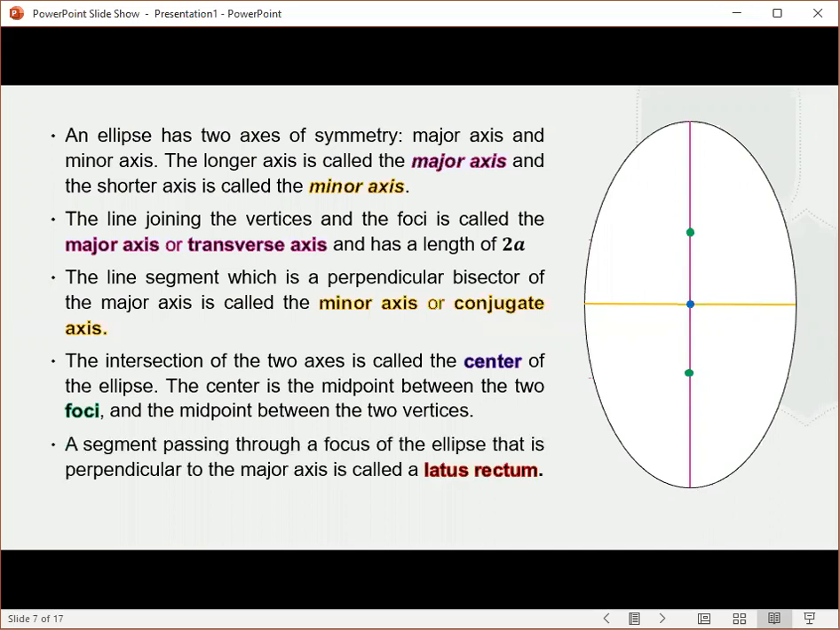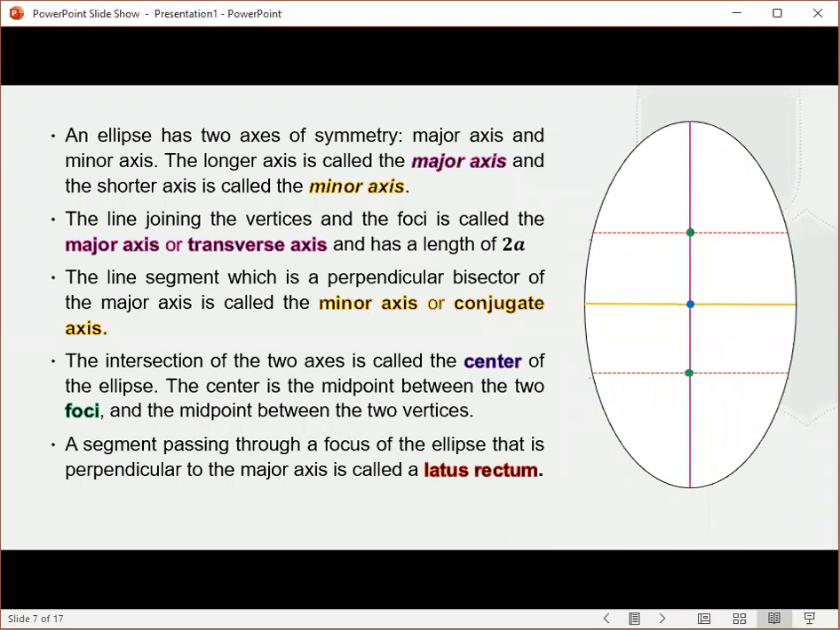Now, another important definition is the line segment through a focus of the ellipse that is perpendicular to the major axis, which is called the latus rectum. As you can see there, the red one is the latus rectum. It is perpendicular to the major axis and, of course, passes through the focus. Again, the latus rectum is perpendicular to the major axis, but it is parallel to the minor axis.